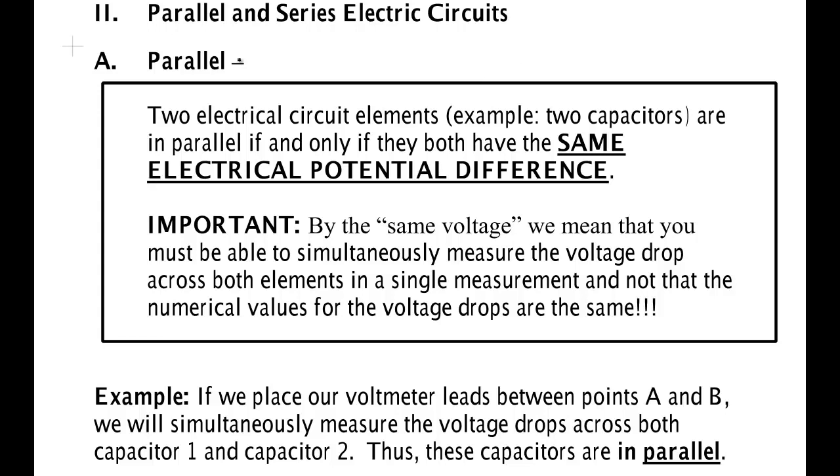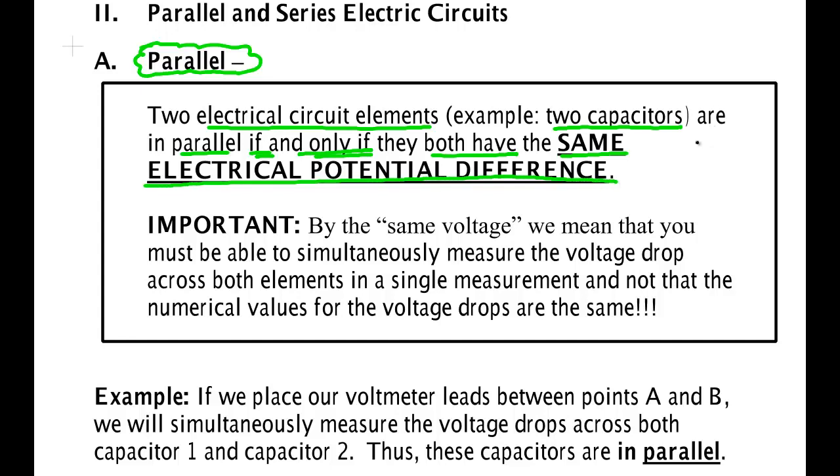So in a circuit, if you want to say that something is parallel, the definition is this: two electrical circuit elements, for instance two capacitors, since that's all the elements we know about right now, are parallel if and only if they both have exactly the same electrical potential difference.